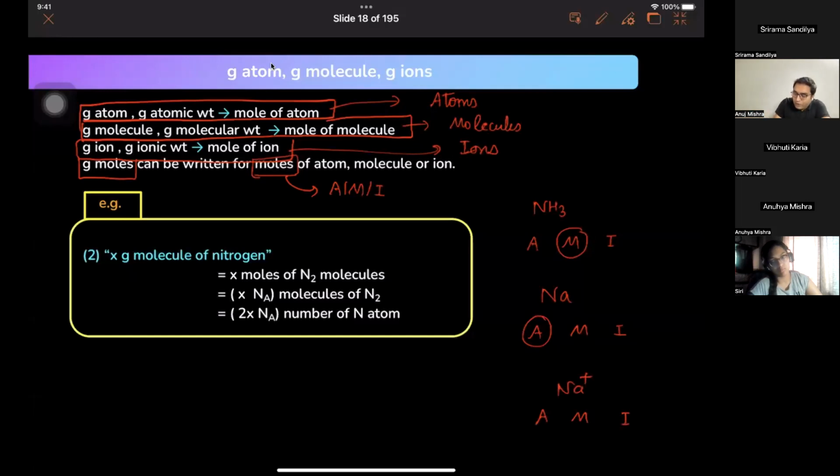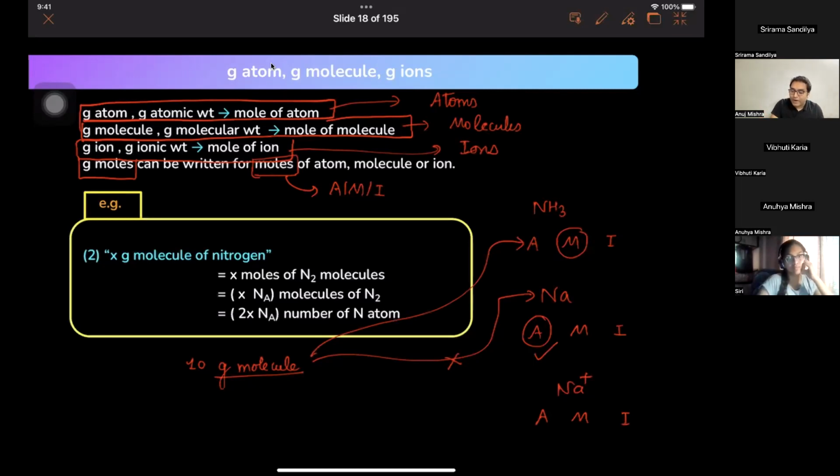So if I have to use the word gram molecule, can I use 10 gram molecule of Na? Is it a right statement? No, because it's an atom and you're using gram molecule, which is not correct. Gram molecule, or gram molecular weight, is a word which can be used for molecules only, not with atoms. Gram atom is a word which can be used for atoms only, not with molecules.